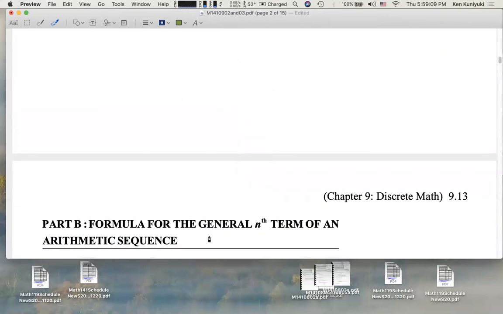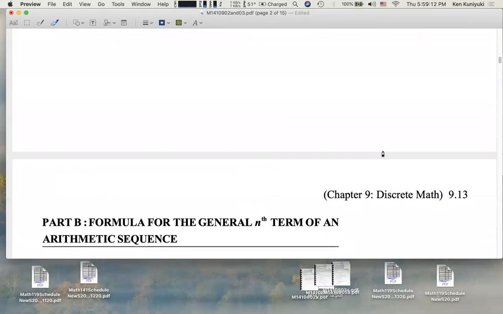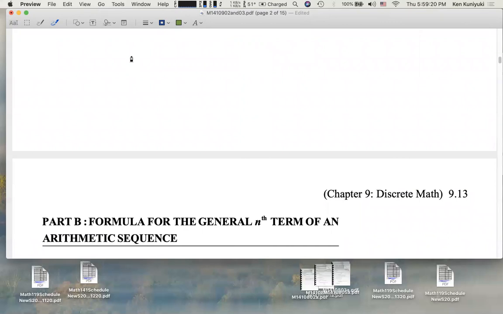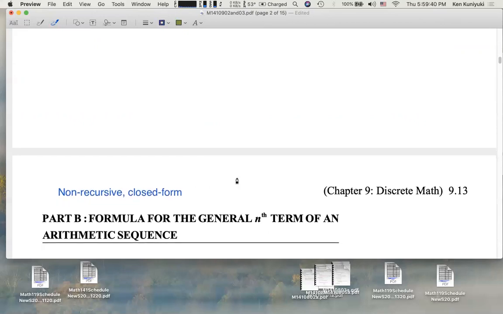Okay, like I was saying before, what if I asked you to find the 1000th term in a sequence? You probably don't want to go 2 plus 3 plus 3 plus 3 plus 3. Can we find a closed form formula, a non-recursive closed form formula? I might phrase it this way on the test. Meaning that, for example, the 1000th term would not be defined in terms of the 999th term or the 998th term. It's going to be defined in terms of n.